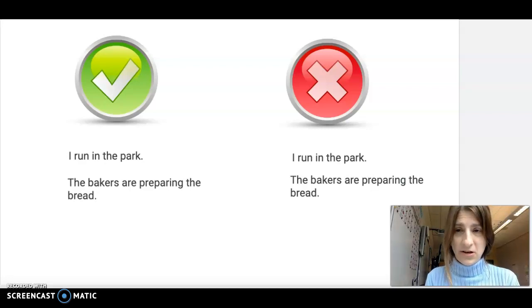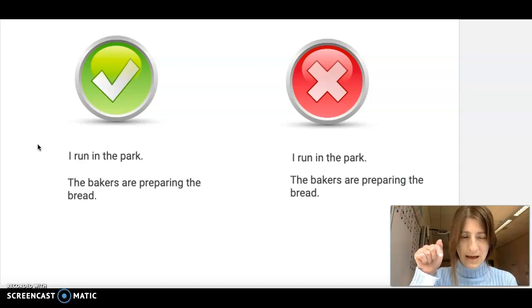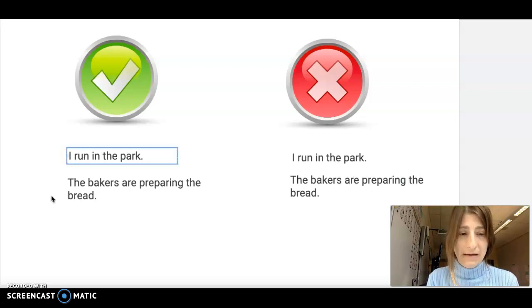Today we're going to talk about how to make negative statements. And negative statements means that you do not do something, que no haces algo. So let me show you a few examples in the present tense. That means something that's happening now or usually. So for example, I could say, I run in the park.